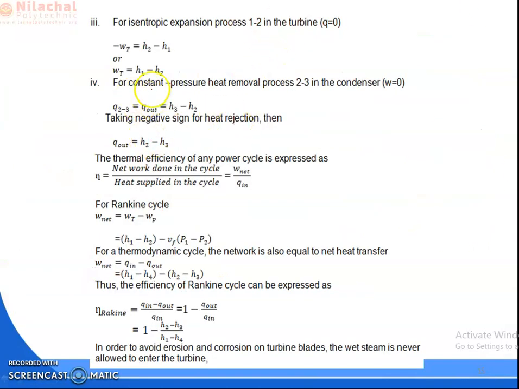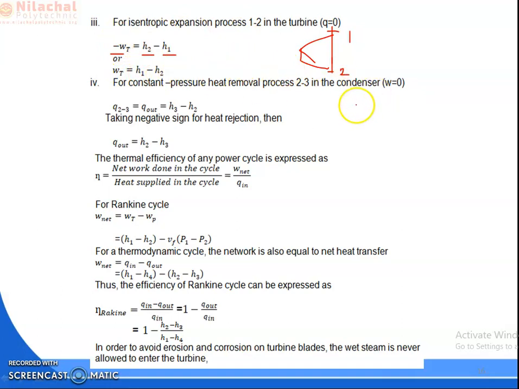Okay. Then if you go for isentropic expansion in the turbine, if you consider the turbine, Q is equal to 0. Then what you got? Minus of Wt is equal to change in enthalpy, H2 minus H1, because in the turbine the inlet is at point 1 and the outlet is at point 2. To cancel out this negative sign, Wt will be H1 minus H2.